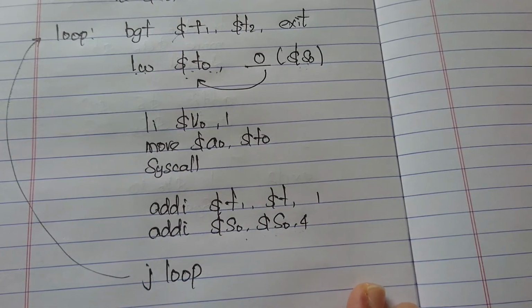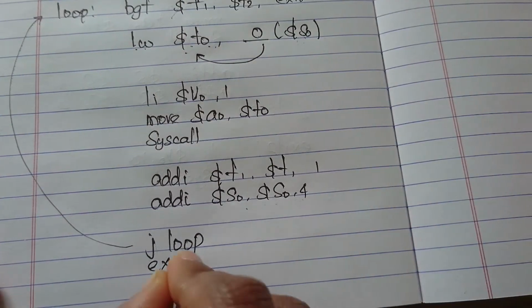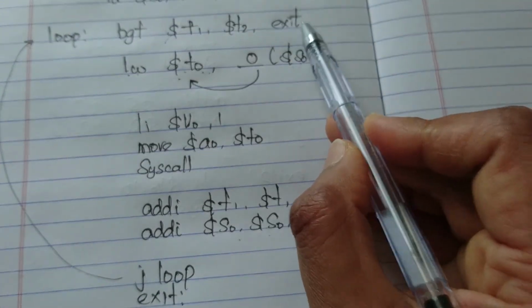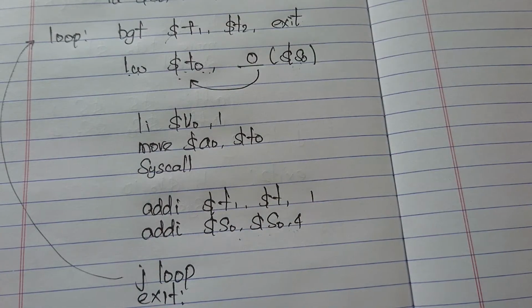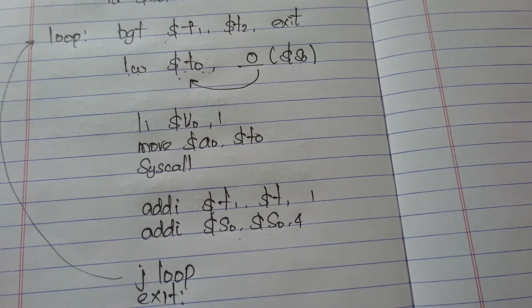Then the exit comes below the jump loop. This is the exit. When the condition becomes true, it will come straight away here. You can continue the rest of the program here. Okay then, so this is how to read and print the values.